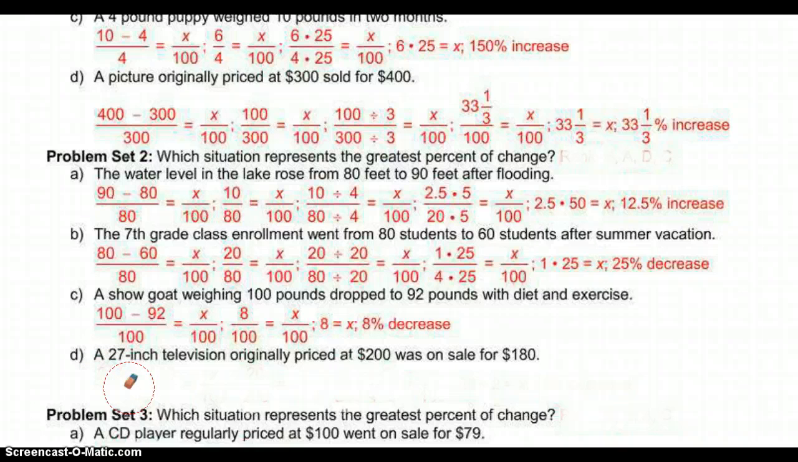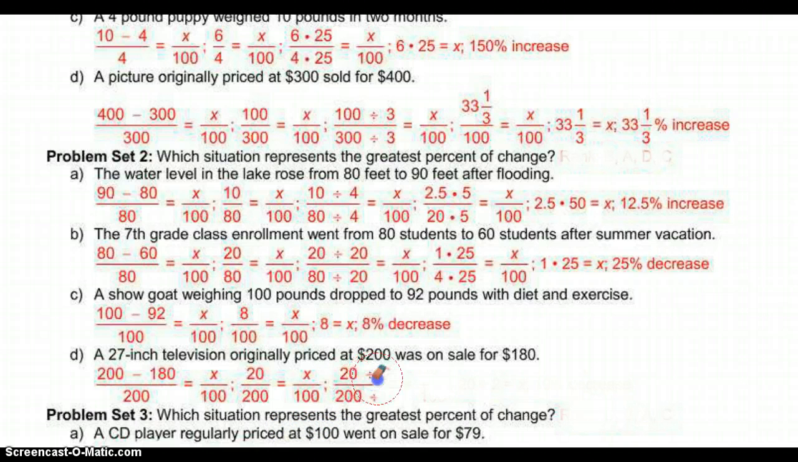A 27-inch TV originally priced at $200 was on sale for $180. So we will easily subtract, and once we do so, we'll get 20 over 200. That's a real good picture here, which is still equal to x over 100. That's our proportion, x over 100. Now from there, we can see if we divide by 2, that's going to give us 10%, and the 10% decrease.